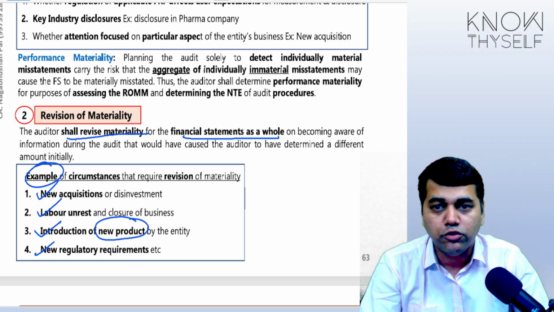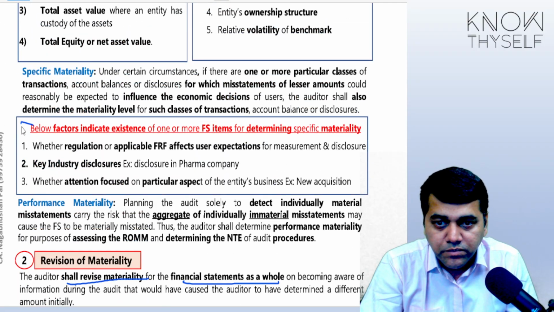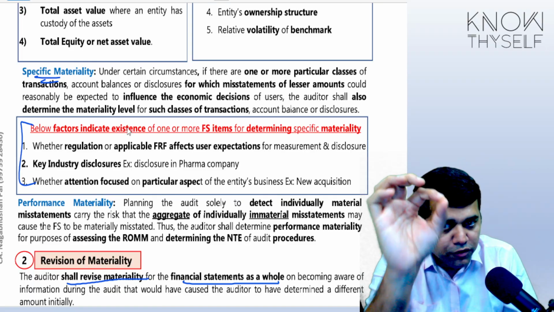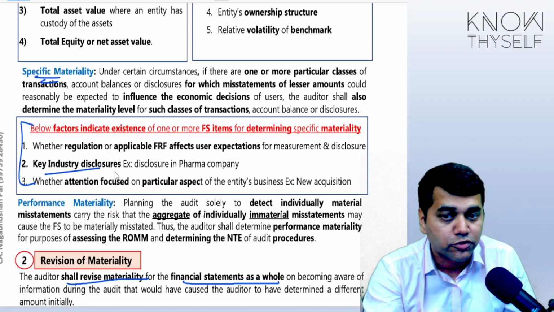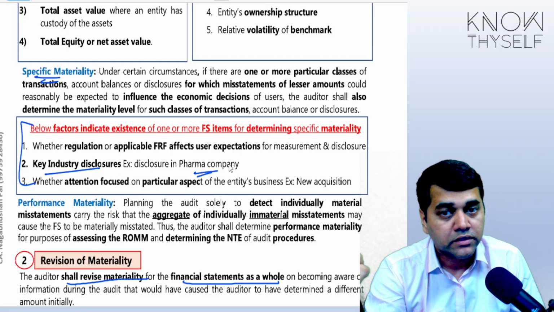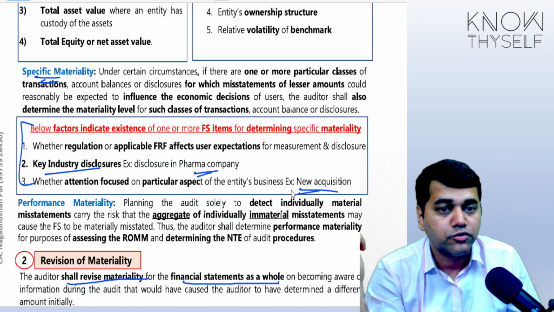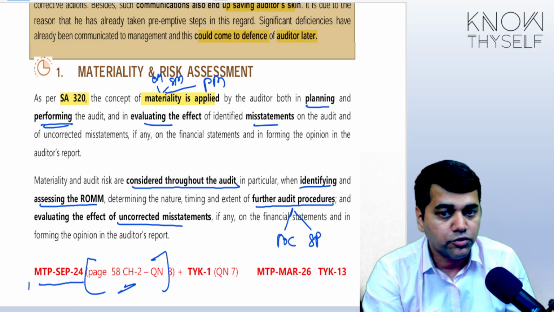Okay, if I take you back, here they are talking about specific materiality. They can fix materiality only for one particular item because of the industry disclosures. Like in a pharma company, certain disclosures they have to make, or, as I told you, a new acquisition of the business could have happened. In such cases, you can fix it.